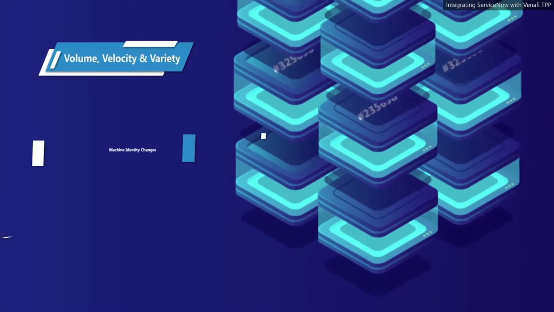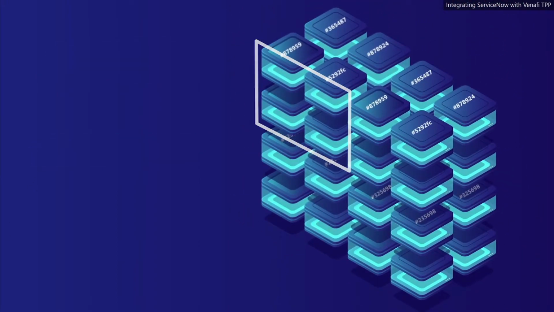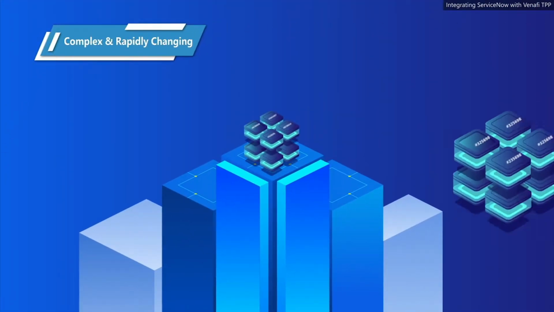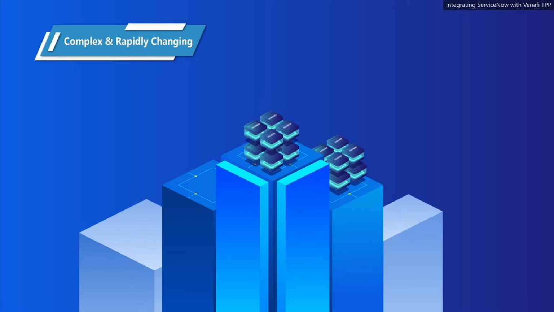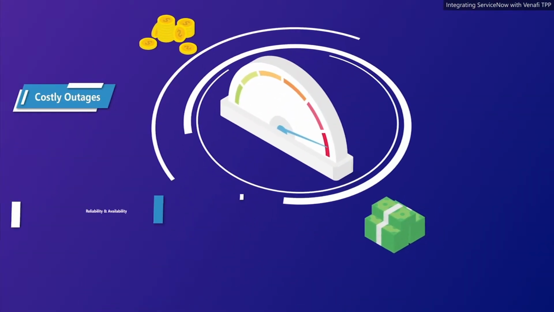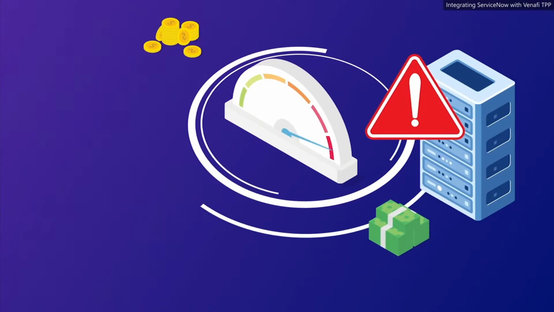To keep up with the volume, velocity, and variety of machine identity changes, organizations need to intelligently orchestrate the management of a complex and rapidly changing set of machine identity data. These issues can lead to costly outages, affecting the reliability and availability of critical servers.